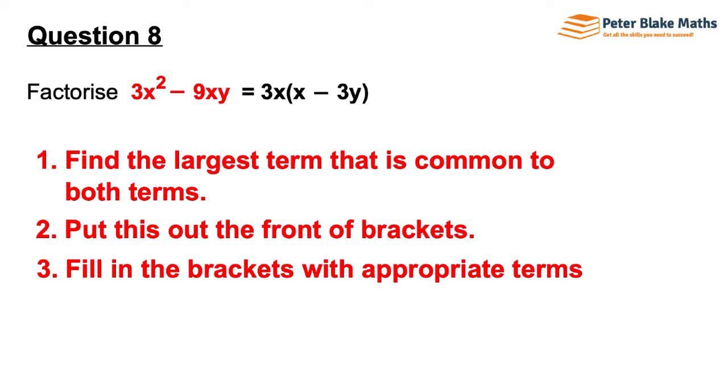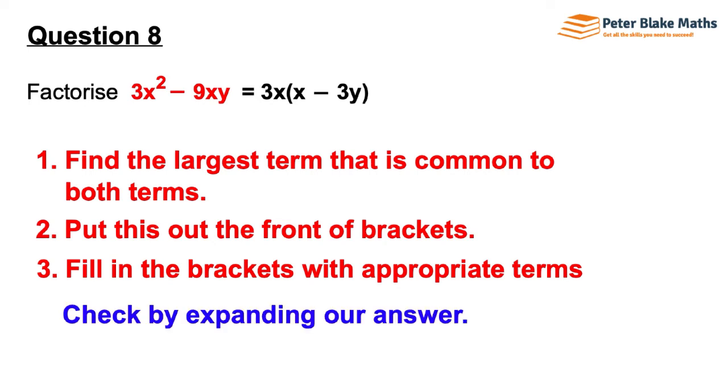So we'd have to have minus 3y for the second part of the bracket. We can check by expanding and see if we get back to the original. 3x times x makes our 3x squared, and if we multiply the front 3x by the minus 3y, we'll get 3 lots of minus 3 is minus 9, and x times y makes xy. So I'm pretty happy with that as a final answer. We'll just double check in the brackets to see if there's anything still common, but that's a pretty good answer there.